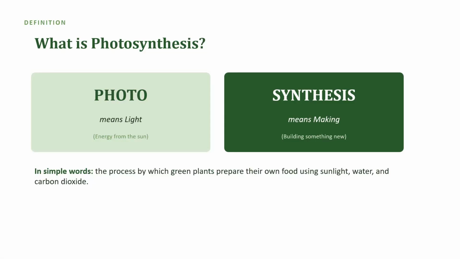Let's get started. Here, we have photosynthesis, where photo means light. It's the energy from the sun, and another word is synthesis, which means making or building something new. In simple words, it is the process by which green plants prepare their own food using sunlight, water, and carbon dioxide.